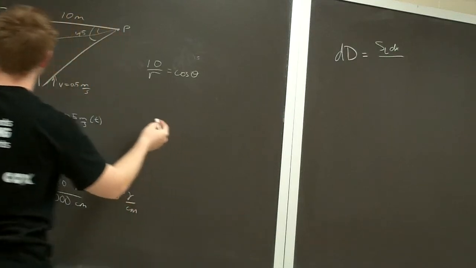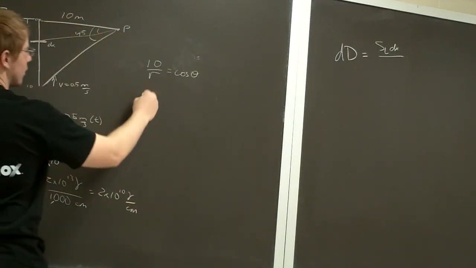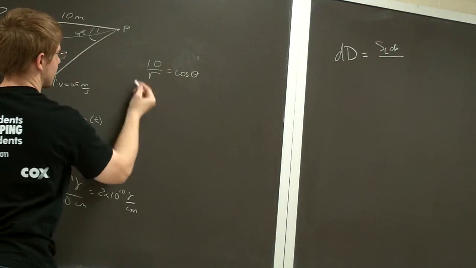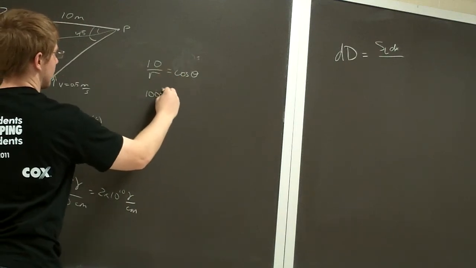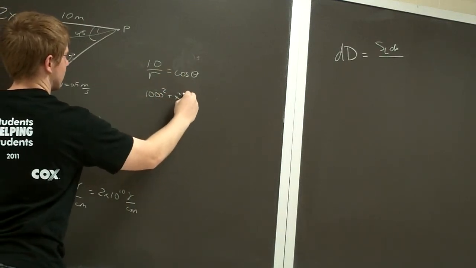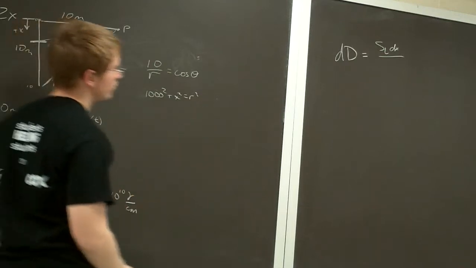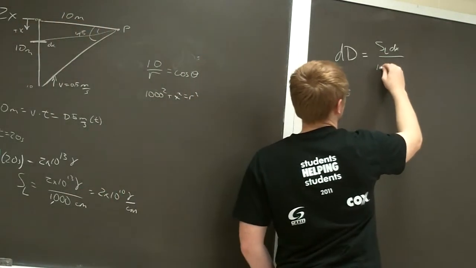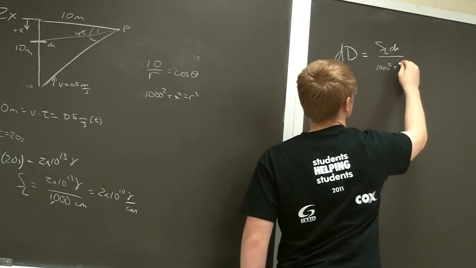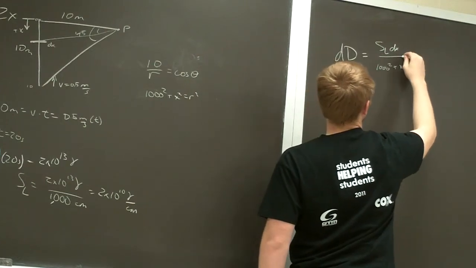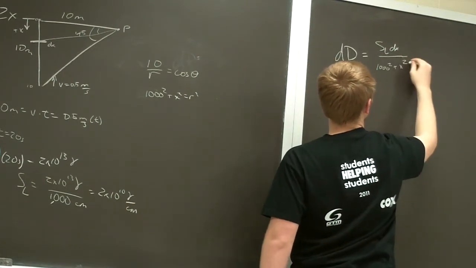So r, using the Pythagorean theorem: 10 squared, or 1,000 squared, plus x squared equals r squared. So it's 1,000 squared plus x squared, not actually r, x squared.